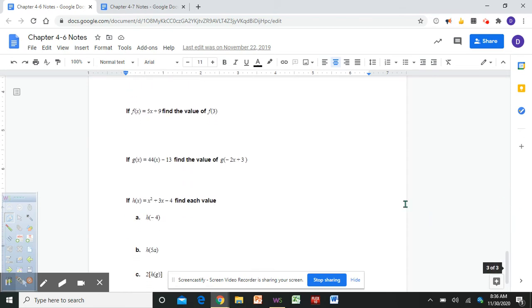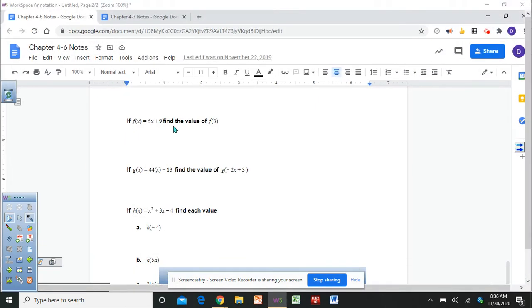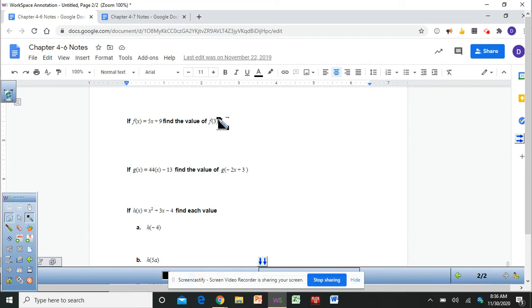Okay, let's try a couple more examples. Let's go the function of 3. Every time I see an x, I'm going to replace it with a 3. So 5 times 3 plus 9. This one doesn't have anything at the end, so I don't need to add anything, I can just solve this. 5 times 3 is 15, plus 9 is 24.